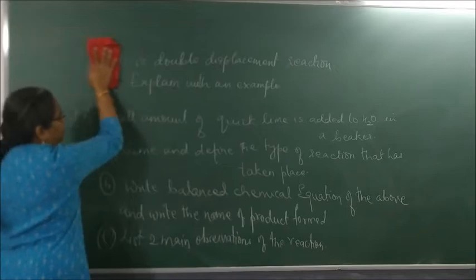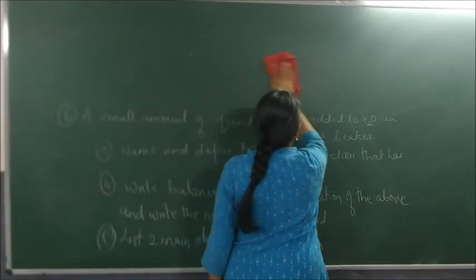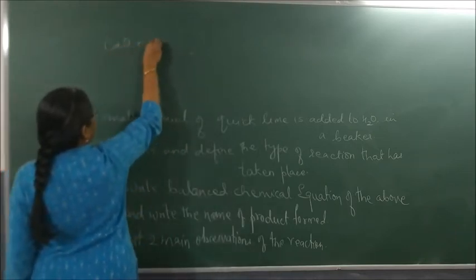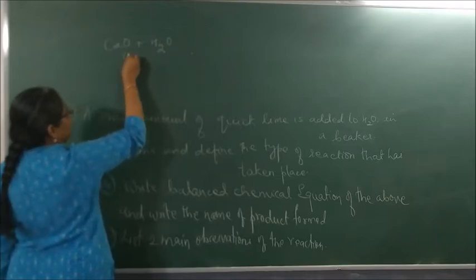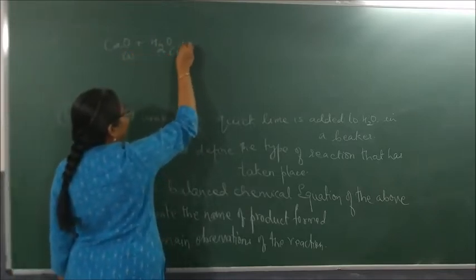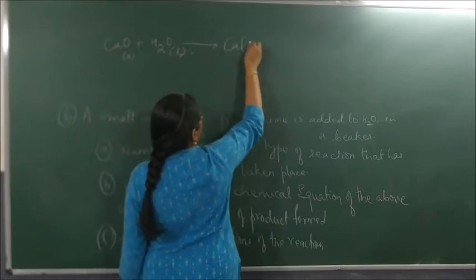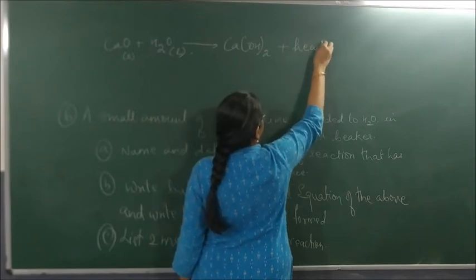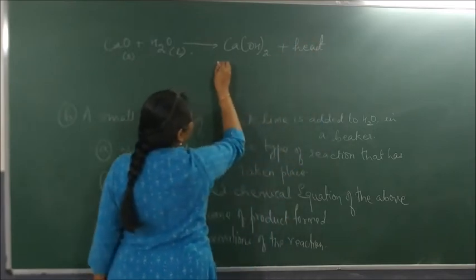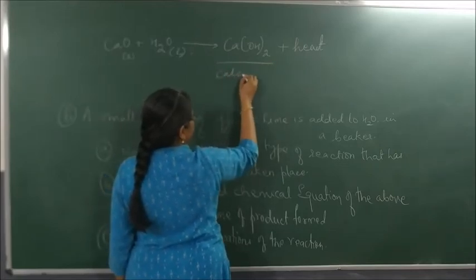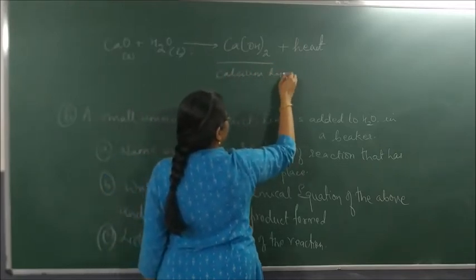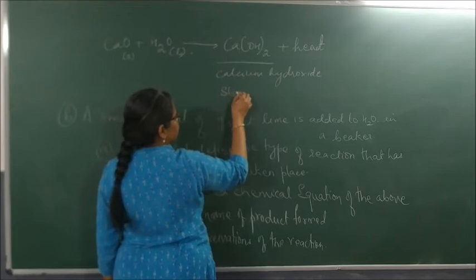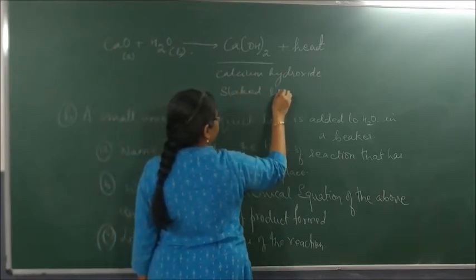A small amount of quicklime is added to water in a beaker. So what is quicklime? CaO plus H2O. If you want to write its state, this is solid, this is liquid. It forms Ca(OH)2. Plus heat is released. What do you call this product? Calcium hydroxide. Or you can even write slaked lime. You can write slaked lime or calcium hydroxide.